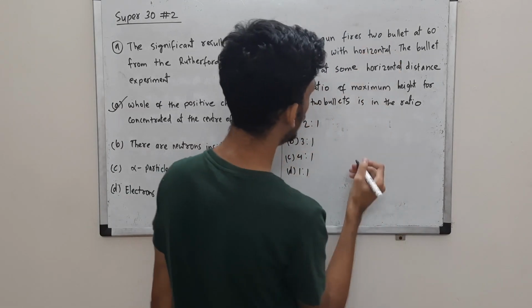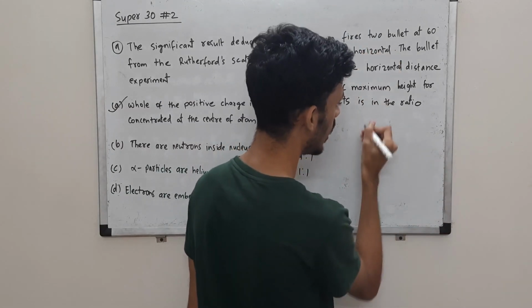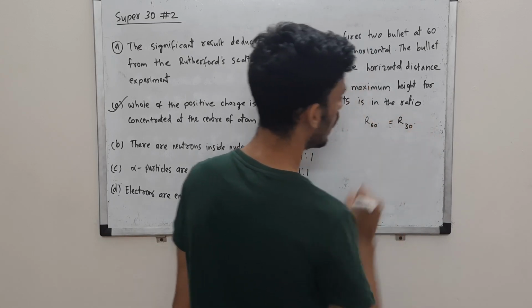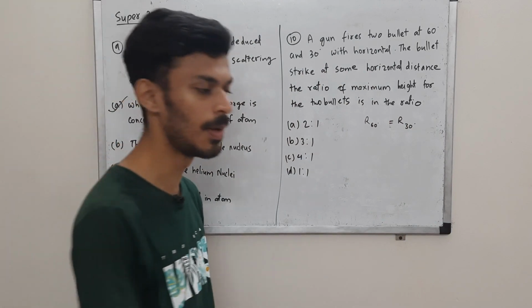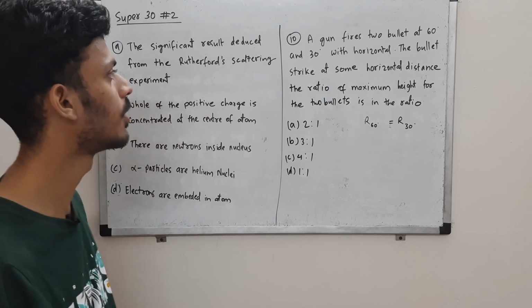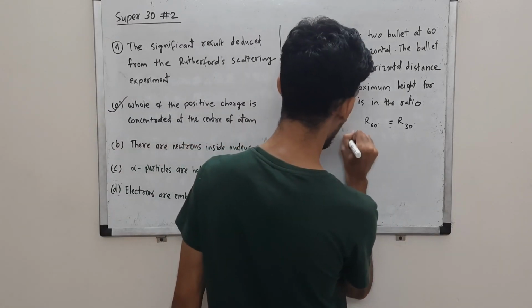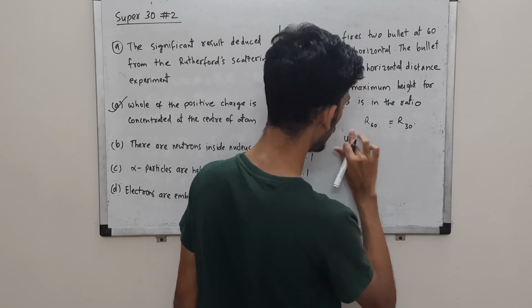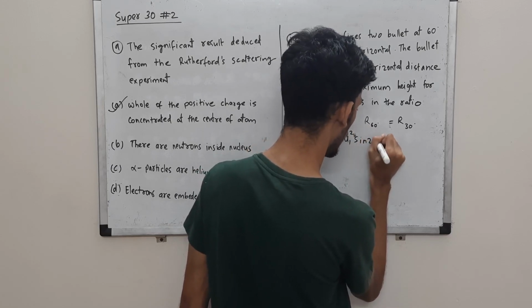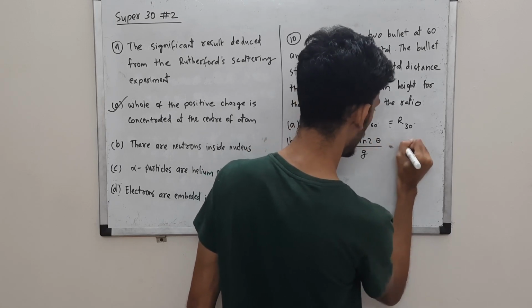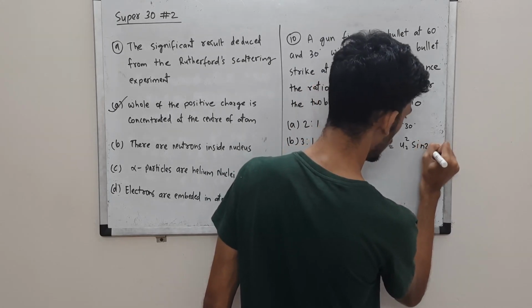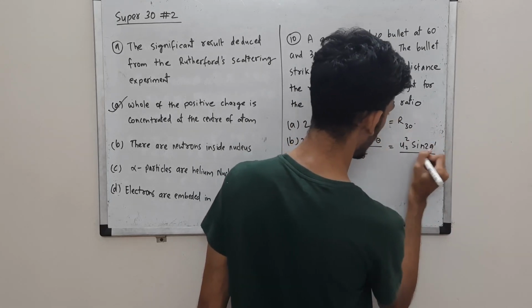So first of all, we know that these two are complementary angles. 60 and 30 are complementary. So the horizontal range of 60 degree is equal to that of 30 degree, because two complementary angles have the same horizontal range for a given projectile motion. So here we have R1 = u1 square sine 2 theta by g, and here also R2 = u2 square sine 2 theta dash by g.